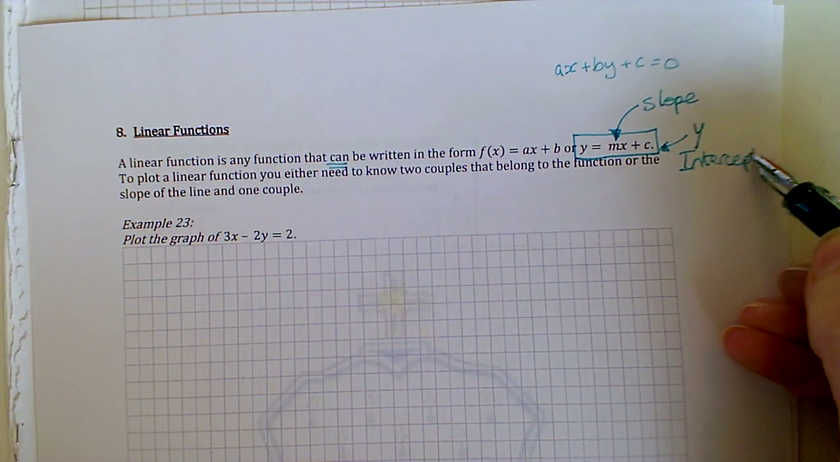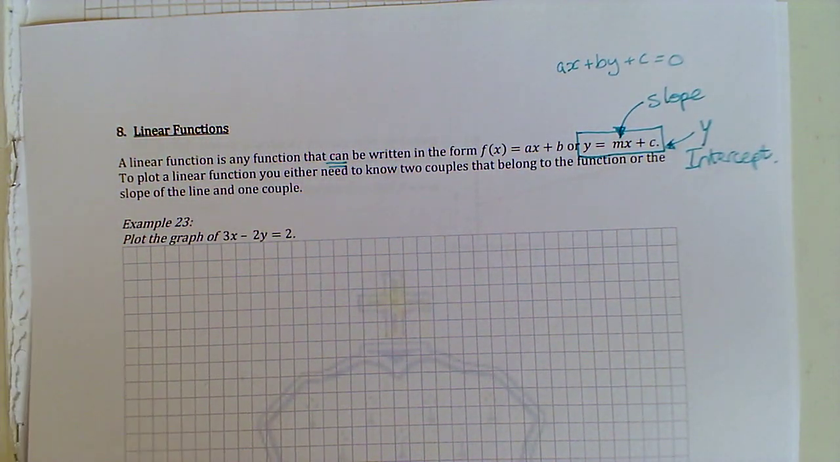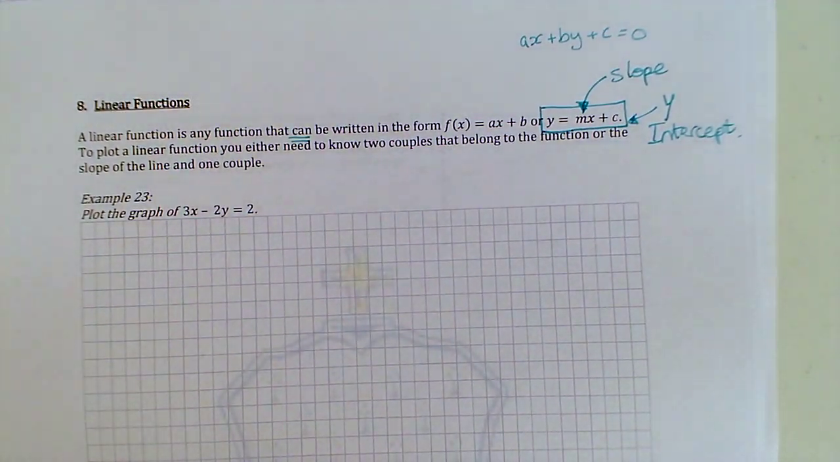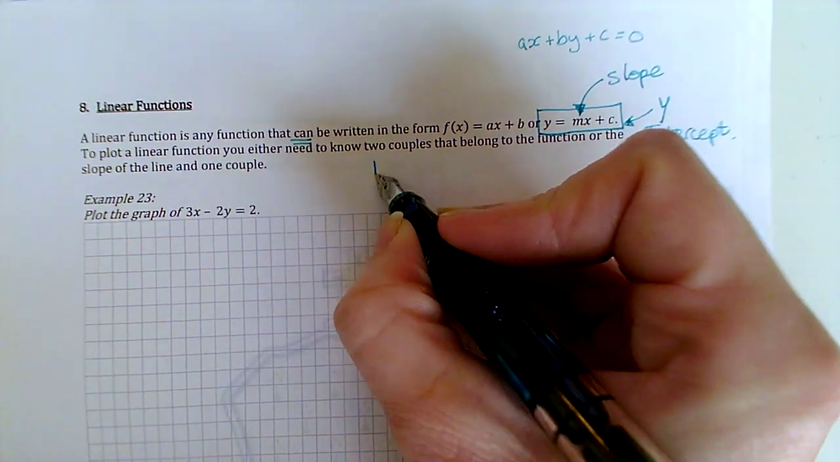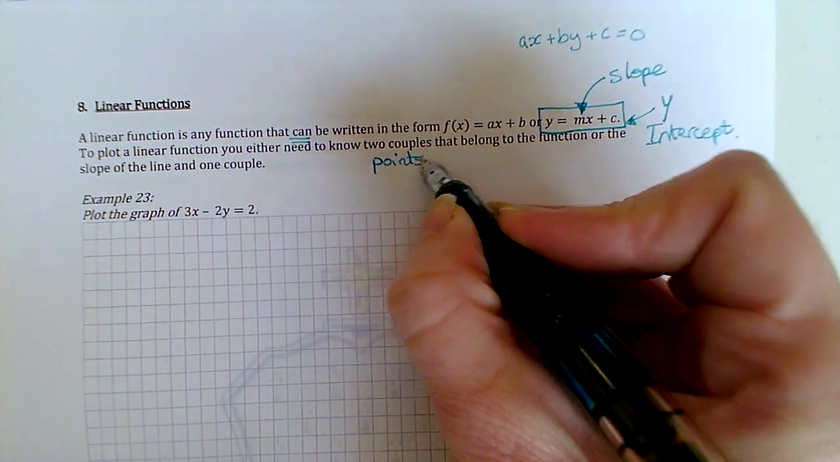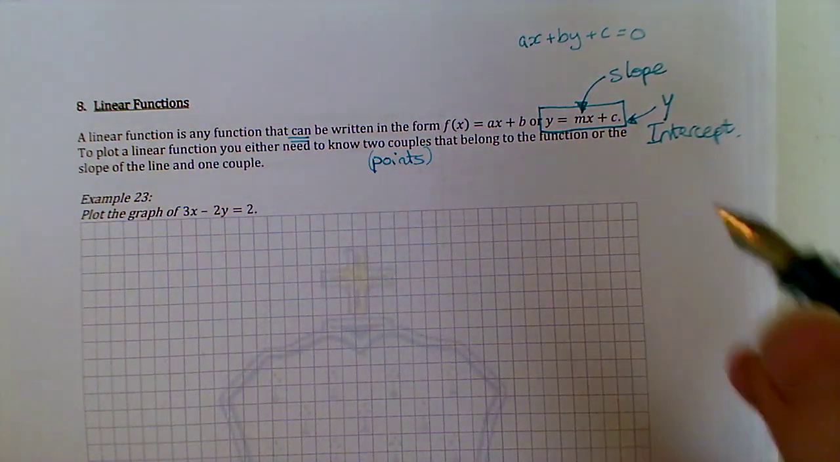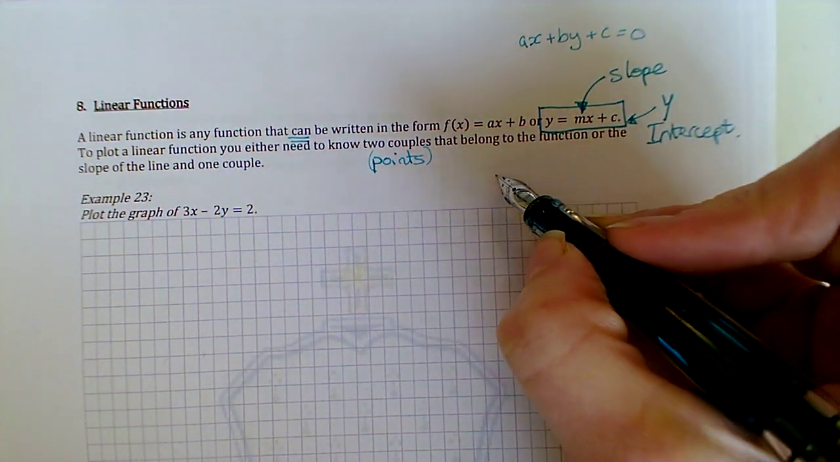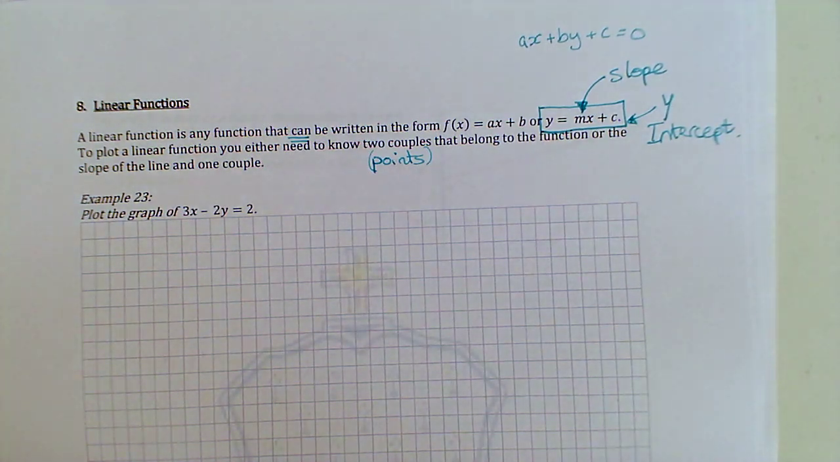And what does y-intercept mean? It means the value of y where it cuts the y-axis. If you want to plot a graph, you either need to know two couples, 2 points, xy pairs that are on the function, or the slope of the line and 1 point. So you know, if it's written like this, we know 1 point, the y-intercept, and we can use rise over run to plot the slope.